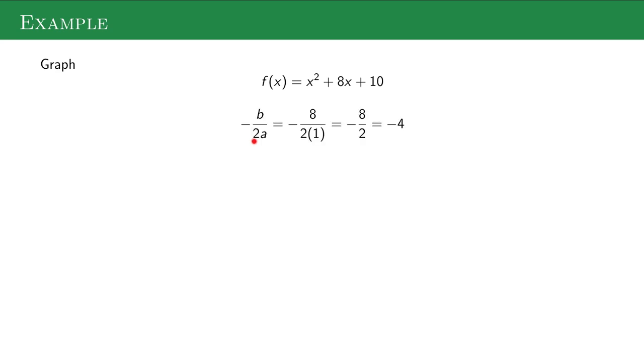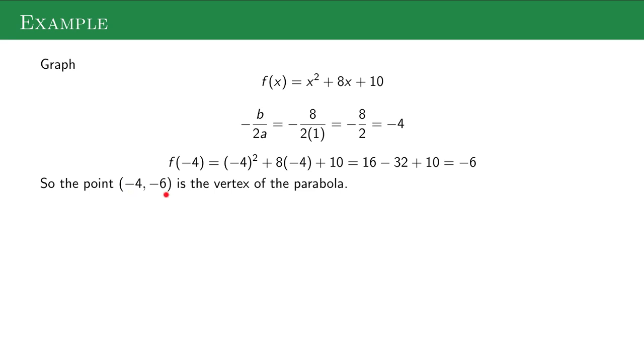So I take negative b over 2a. b is 8, a is 1. So I simplify that, I get negative 4. So now I know negative 4 equals x for my vertex. If I take negative 4 and plug it in, putting negative 4 in for the x's, and simplify, I get negative 6. So my vertex now is going to be negative 4, negative 6.